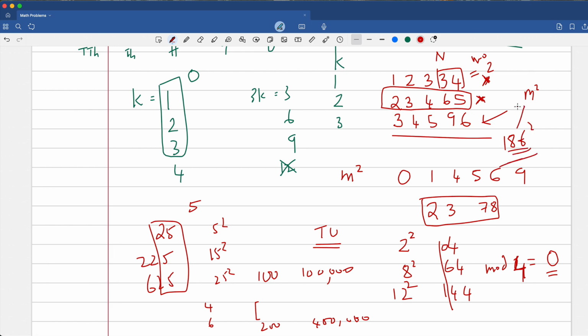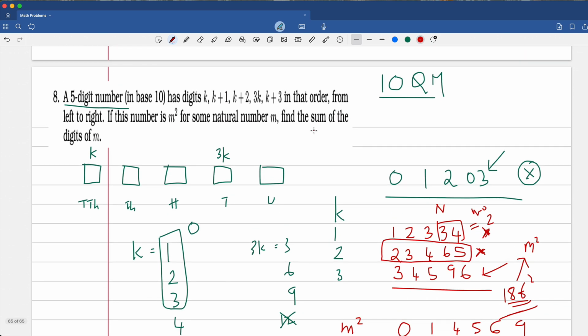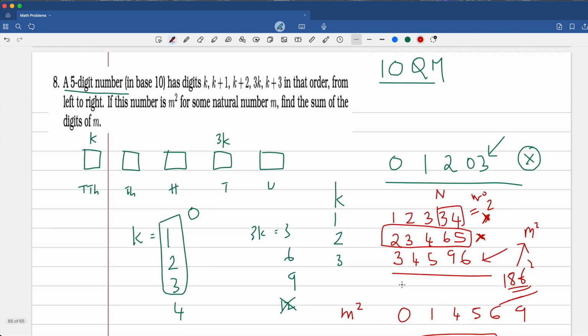So M here is 186. And therefore, coming back to the question, find the sum of the digits of M. M is 186, and therefore the sum of the digits of M is 1 plus 8 plus 6, which is 15. So the answer to this question is 15.